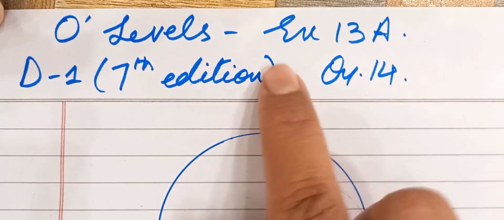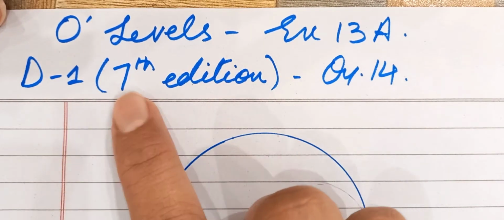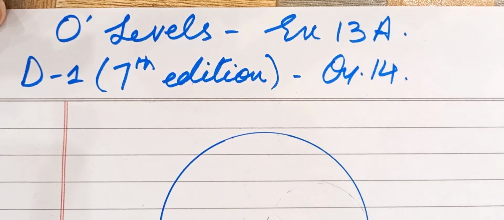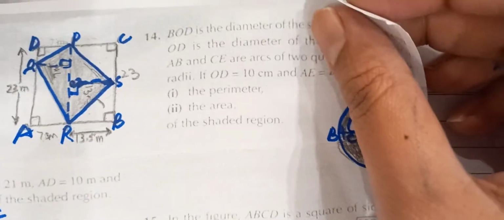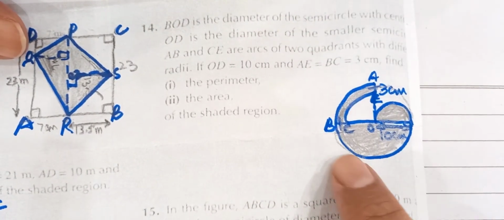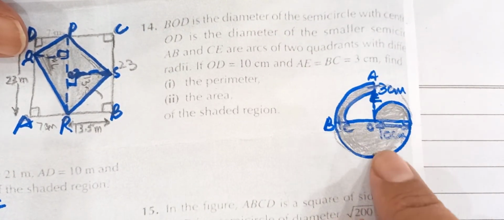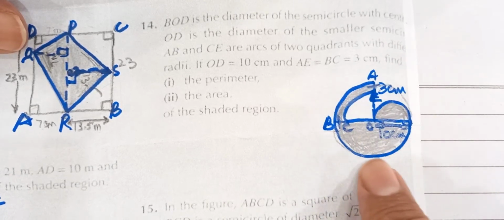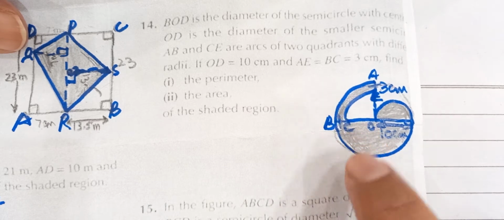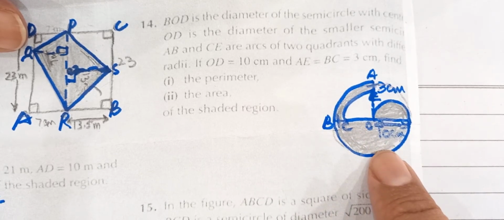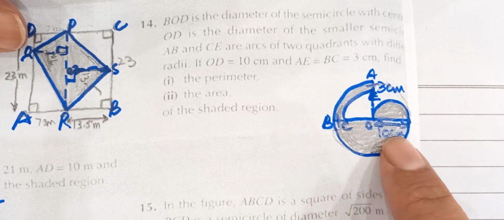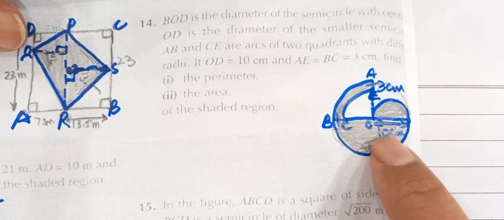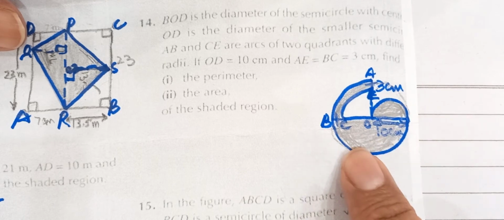O Levels Maths Exercise 13A D1 7th edition. We shall try to cover question number 14 in this video. Question number 14 is about finding the area and perimeter of this shape. There is no such shape like this in maths, so we shall break it into known shapes, and then we shall try to solve this shape.